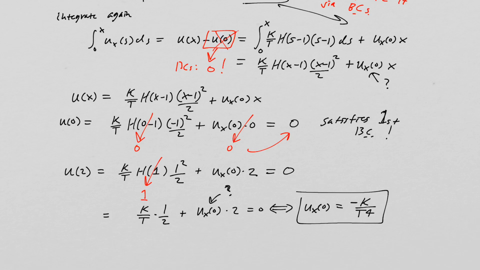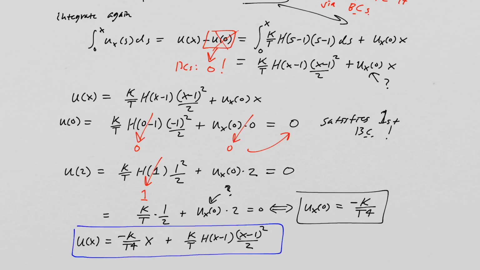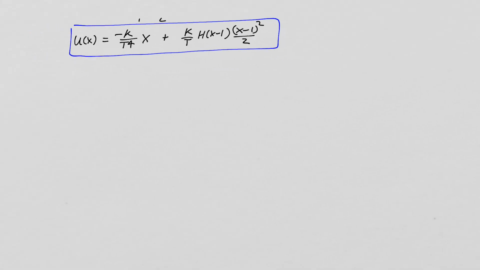Now let's, I think we have the full answer then. So we have u of x is equal to k minus k over t times 4 x plus k over t times h of x minus 1 times x minus 1 quantity squared over 2. And this is our final answer. Okay, so I'd like to take that, copy it, and now I'm going to move it over to the next page. There we go.